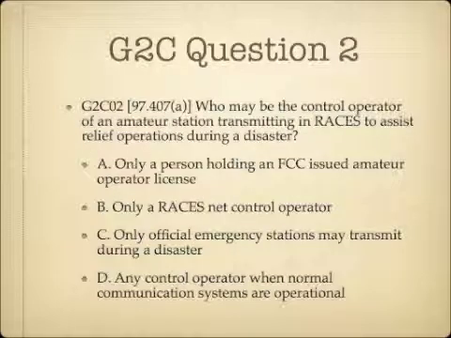Question 2. Who may be the control operator of an amateur station transmitting in RACES to assist relief operations during a disaster? A. Only a person holding an FCC-issued amateur operator license. B. Only a RACES net control operator. C. Only official emergency stations may transmit during a disaster. Or D. Any control operator when normal communication systems are operational.